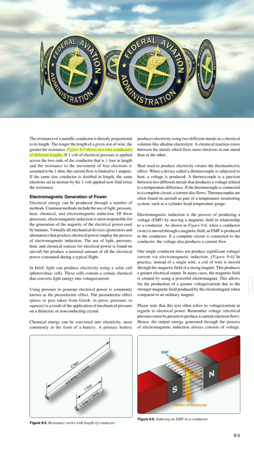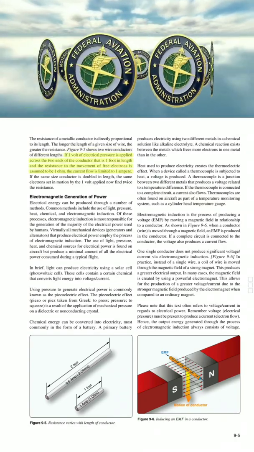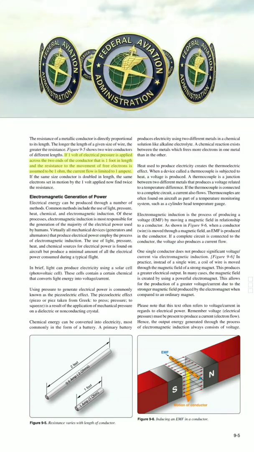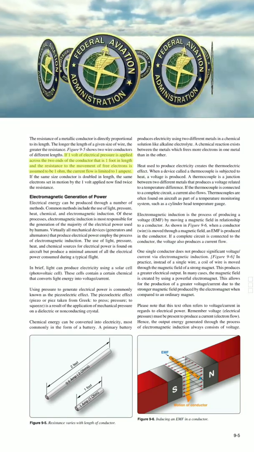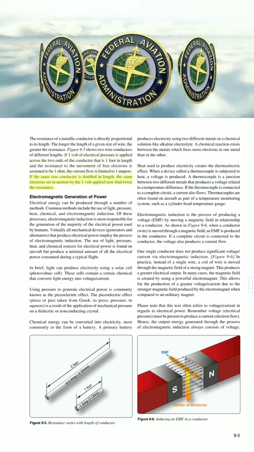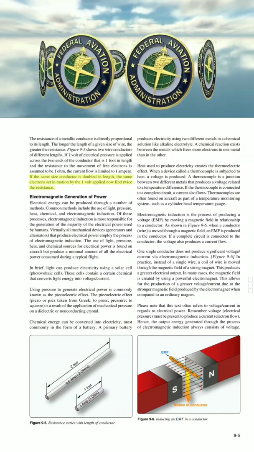Figure 9-5 shows two wire conductors of different lengths. If 1 volt of electrical pressure is applied across the two ends of the conductor that is 1 foot in length, and the resistance to the movement of free electrons is assumed to be 1 ohm, the current flow is limited to 1 ampere. If the same size conductor is doubled in length, the same electrons set in motion by the 1 volt applied now find twice the resistance.